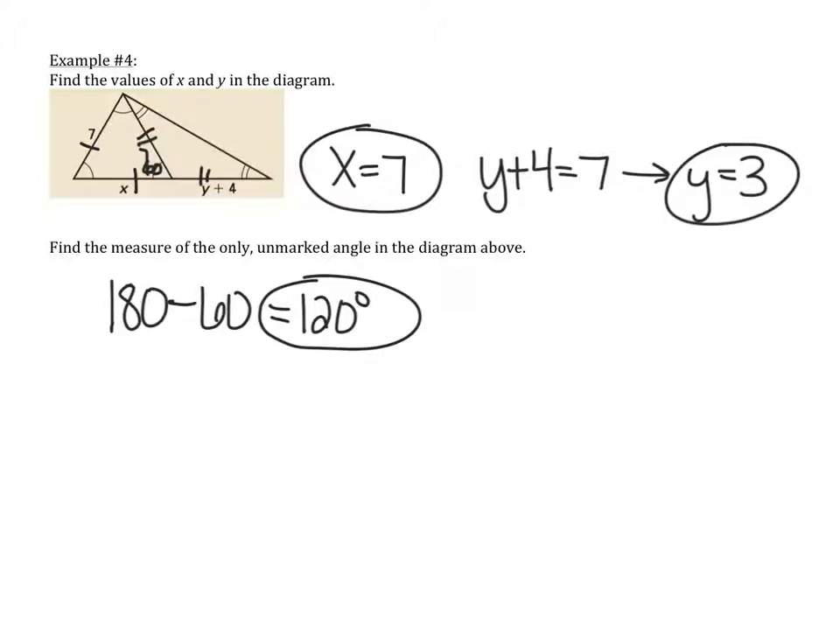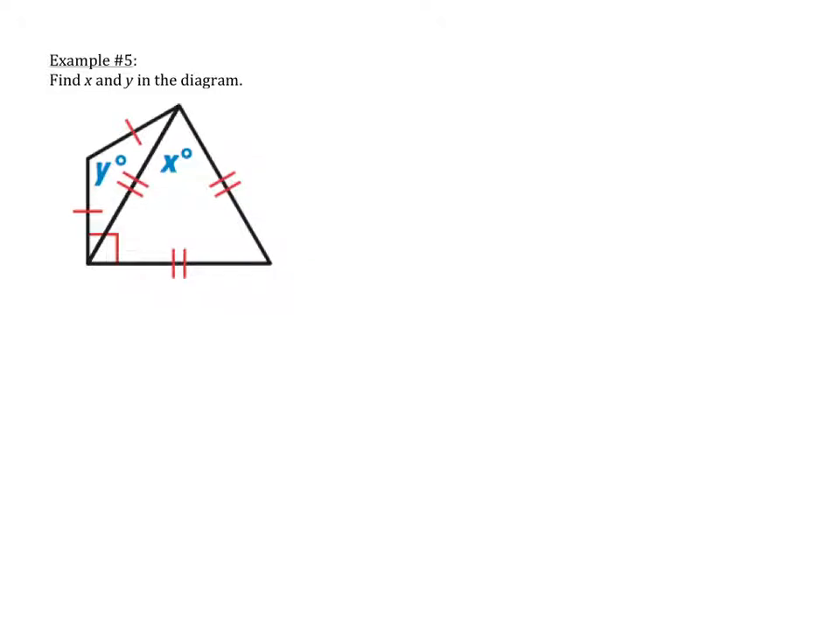And even though it is not asked, if this is 120 degrees right here, I know that these 2 angles have to be congruent. So if this is 120 degrees and there's 180 degrees in the triangle, then these 2 angles would have to add up to 60 degrees. And since they are congruent, that means that I would just divide by 2, so each of these angles would be 30 degrees. And here we have our last example, number 5.